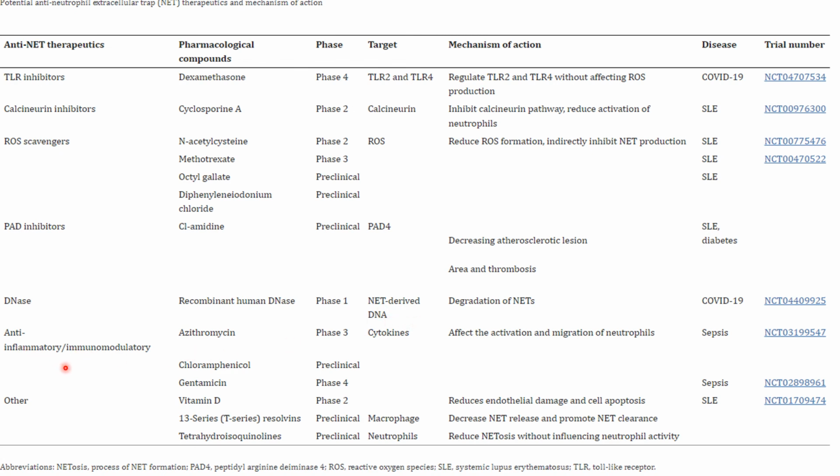And we have anti-inflammatory and immunomodulatory antibiotics like azithromycin, chloramphenicol, and gentamicin. These are in phase 3: azithromycin, chloramphenicol preclinical, and gentamicin phase 4. And their target is cytokines. Other items, we have vitamin D, which is in phase 2, and 13-series resolvin, which is preclinical, acting on macrophages, and others also, like tetrahydroisoquinoline, which works in preclinical and acts on neutrophils.